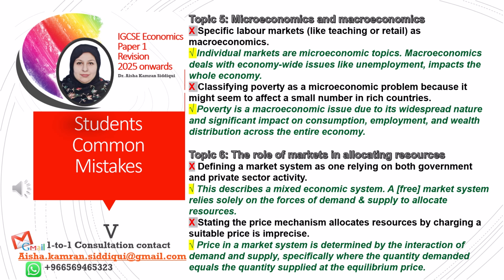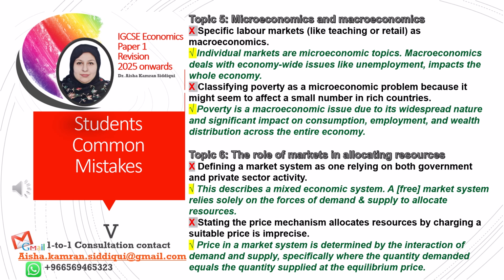Moving on to topic number 6, the role of markets in allocating resources. Here students define a market system as one relying on both government and private sector activity. Yes, this describes a mixed economic system, whereas there is also the free market system, which relies solely on the forces of demand and supply to allocate resources. So you must understand that a market system can be a mixed economic system, a free market system or a command system. You need to understand the exact market system that the question is asking you to define.